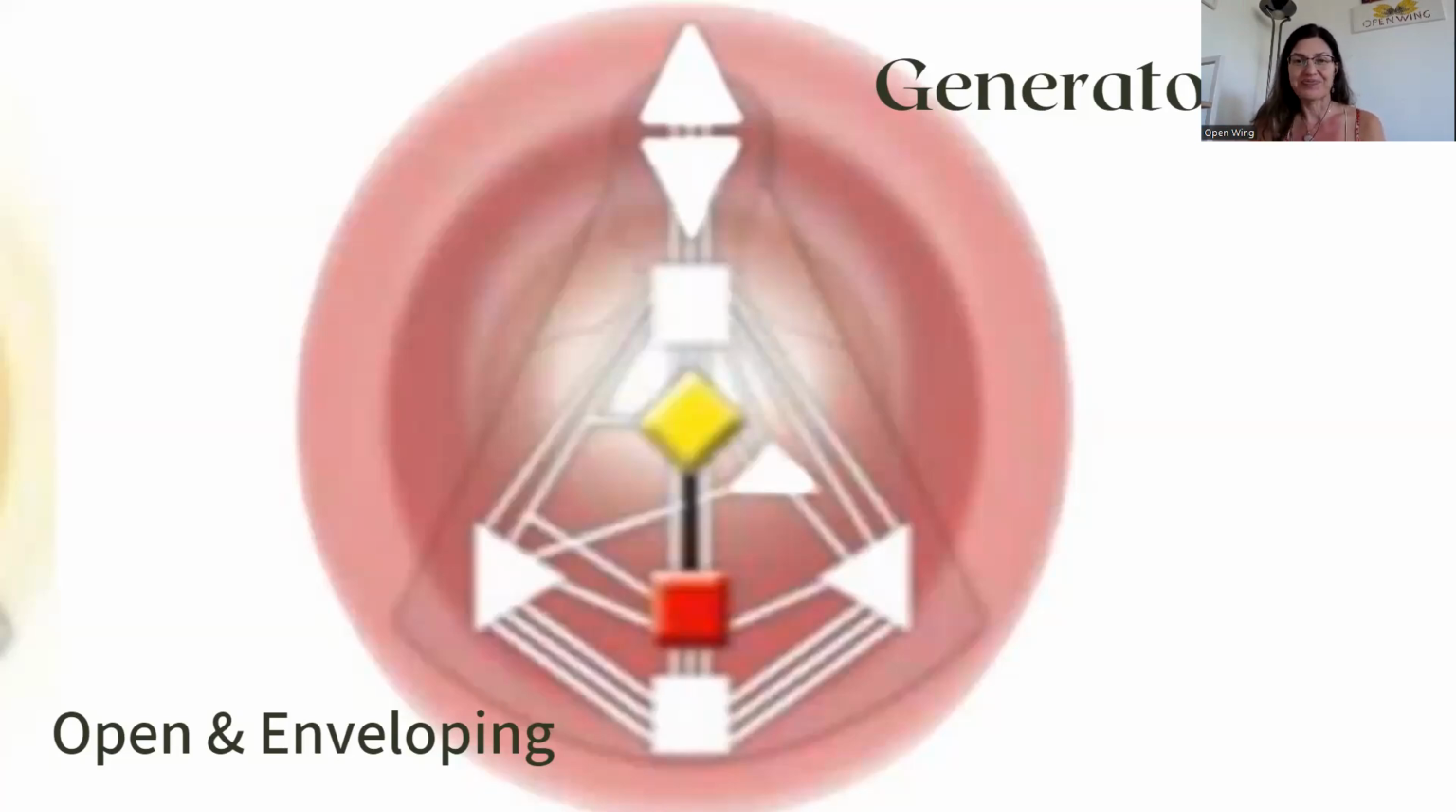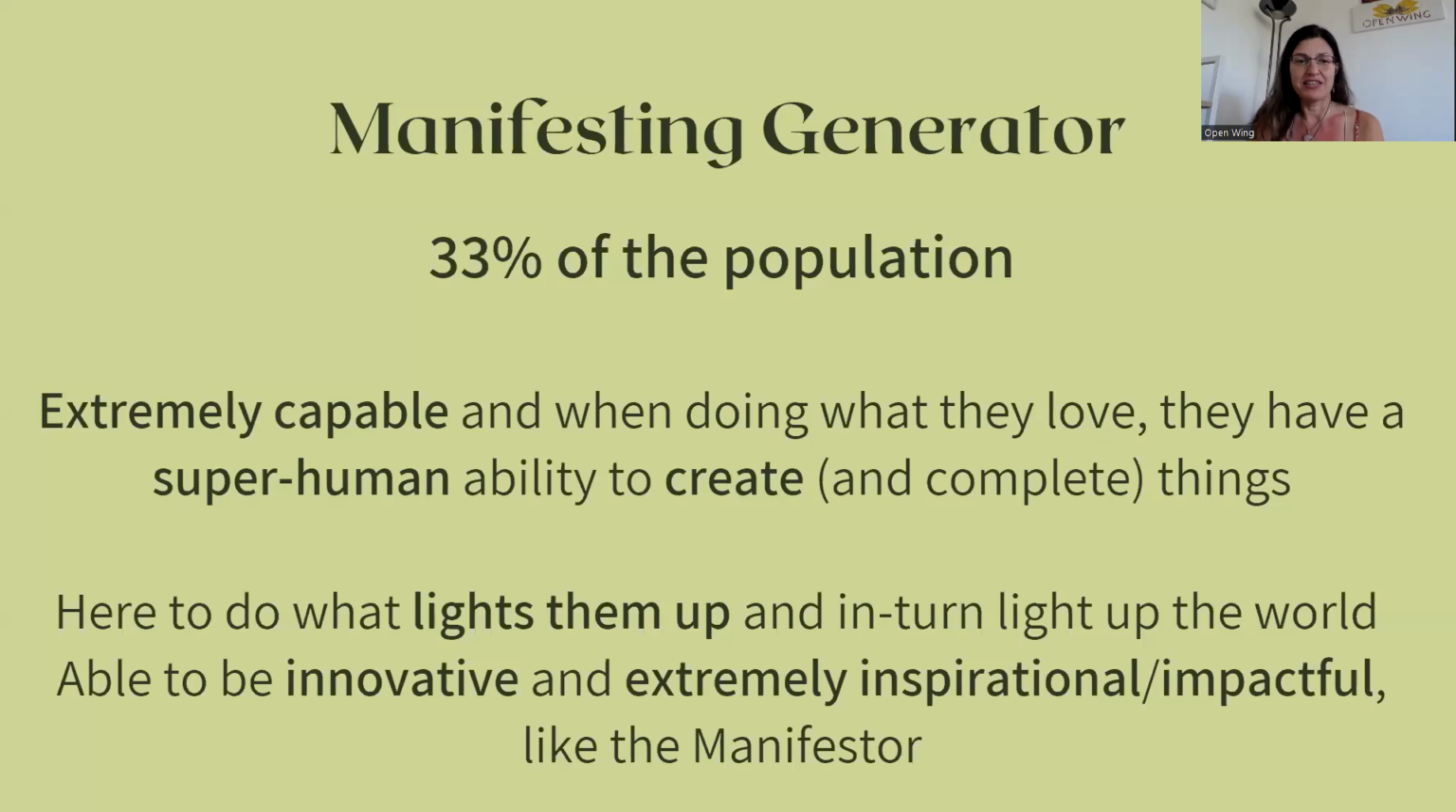I hope you do. Now, the difference with the manifesting generator is that manifesting generators have that extra motor to the throat. So they have this extra manifesting energy, but their aura is still one of a generator. So they're about 33% of the population. And that makes them really capable, really amazing, can be superhuman in their ability to create and to move fast and to complete things.